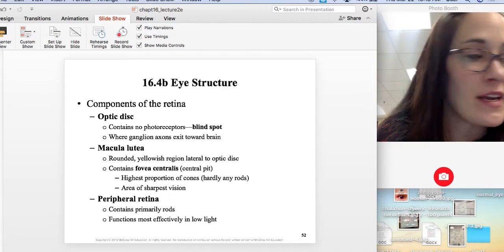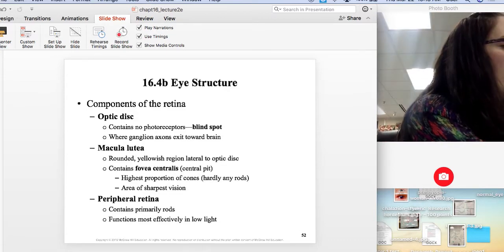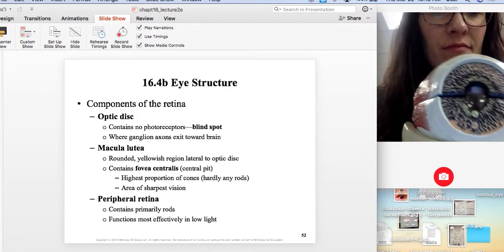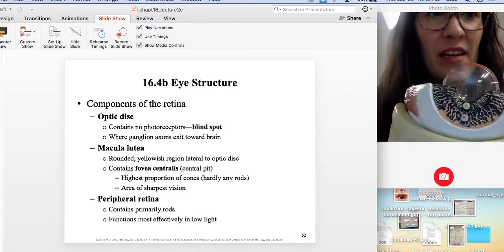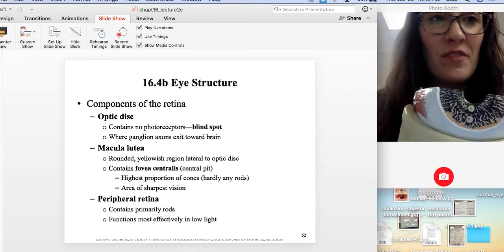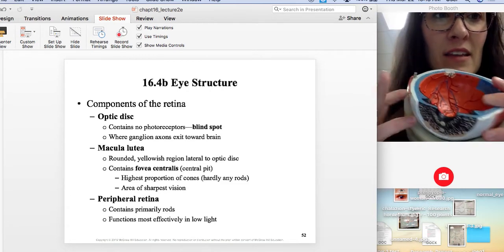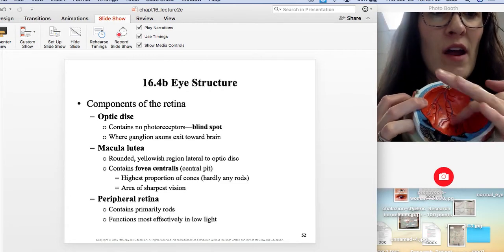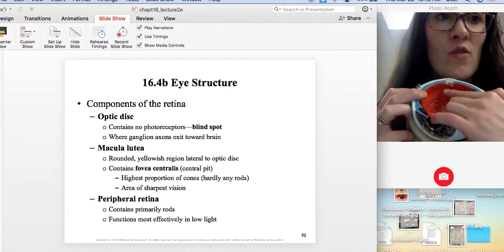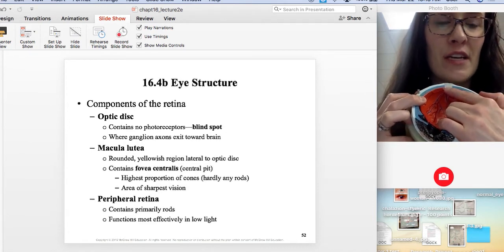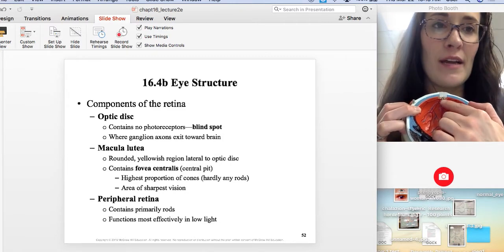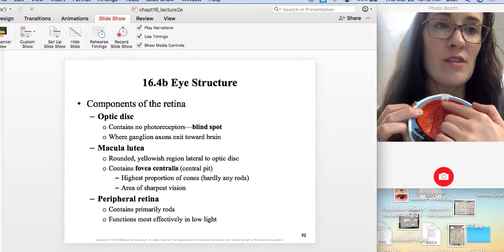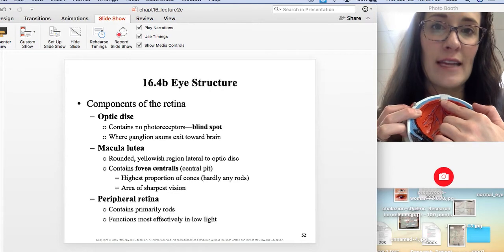At the back of the retina, if we take off the lens, we look at the back of the eye. The retina is rich in blood vessels. At the back, this is where the optic nerve connects to the retina, and that's called the optic disc. This is where our blind spot is, because it contains no rods or cones that can sense light.